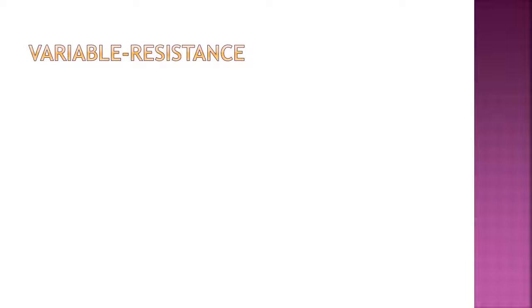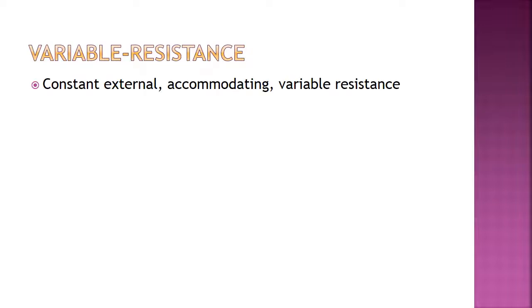Okay, so looking at variable resistance, there's three types of resistance that your textbook talks about. So these are the terms that we're going to use. You have the constant external, accommodating, and variable resistance. So constant external is what you look at with traditional strength training. This looks at just the load being constant throughout the range of motion. This is what you'll typically see with your traditional movements, barbells and dumbbells. The load remains constant.